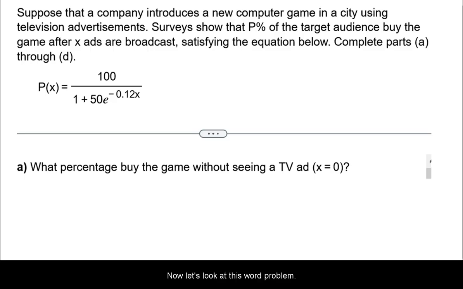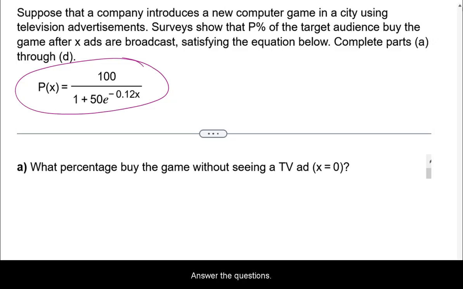Now let's look at this word problem. Suppose that a company introduces a new computer game in a city using television advertisements. Surveys show that P% of the target audience buy the game after x ads are broadcast, satisfying the equation below. Answer the questions. Okay, question A. What percentage buy the game without seeing a TV ad, which is when x is equal to 0?